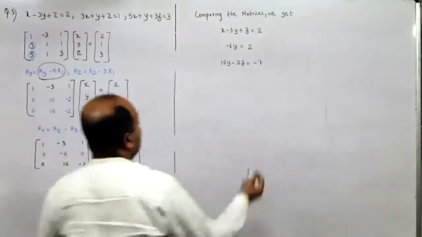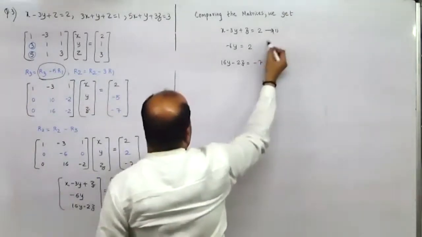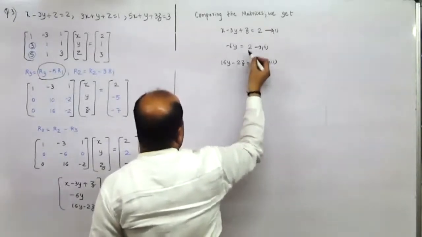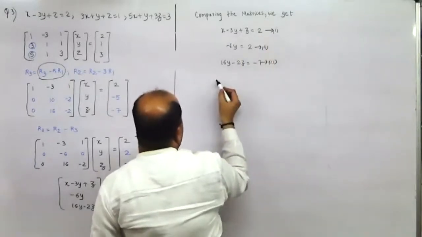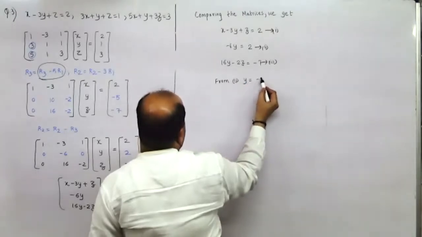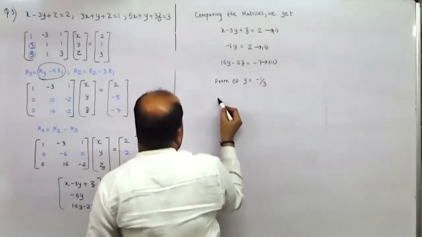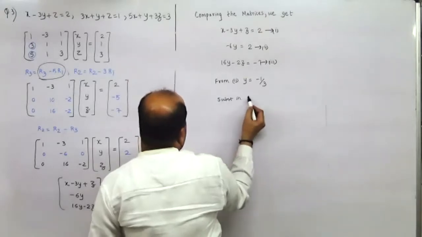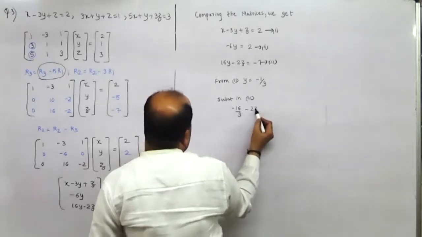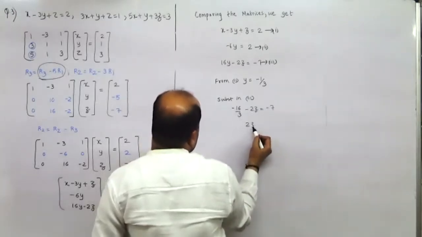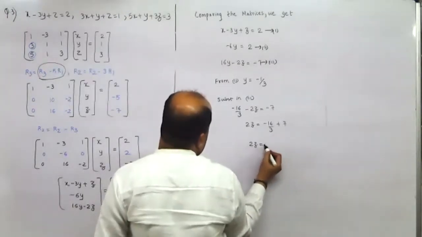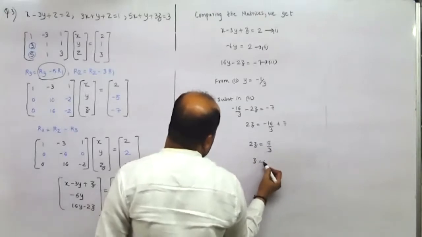Okay, followed. Now, out of these three, if you observe, you have one unknown here. Find that unknown, substitute here, you will get the second unknown. Substitute here, you will get the third unknown. So, from 2, y equals 2 upon minus 6, that is minus 1 by 3. Substitute in 3: you get 16 into minus 1 by 3, that is minus 16 by 3, minus 2z equals minus 7. So 2z equals minus 16 by 3 plus 7. So 2z equals 21 minus 16, that is 5 by 3, z equals 5 by 6.